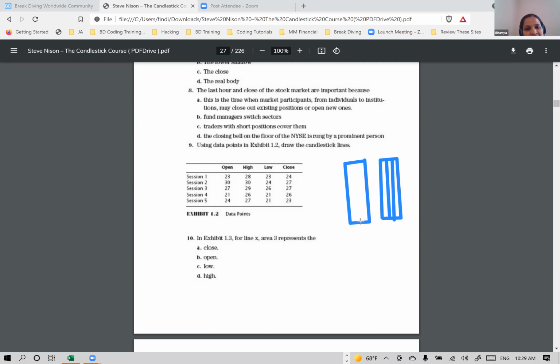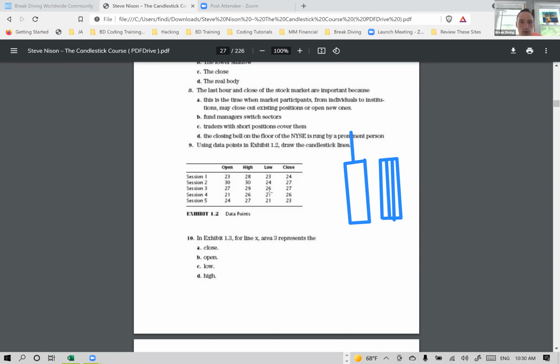And there'd be no tail, no shadow. And then the high is 28 up here. Oh no, whoops. The close is 24, and here is the high. That's what we should have looked at: the low, the open and the close, not the open and the high. Okay, so the open was 23, so this would be 23 here, 24, and then 28. That's right. Okay, let's look at the next one.